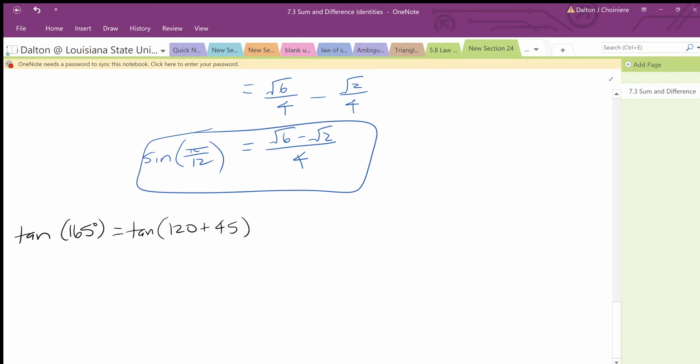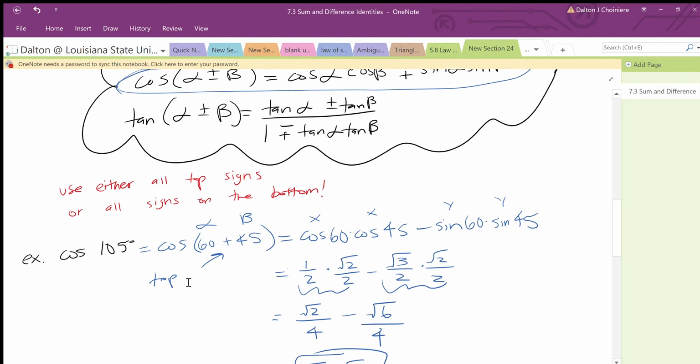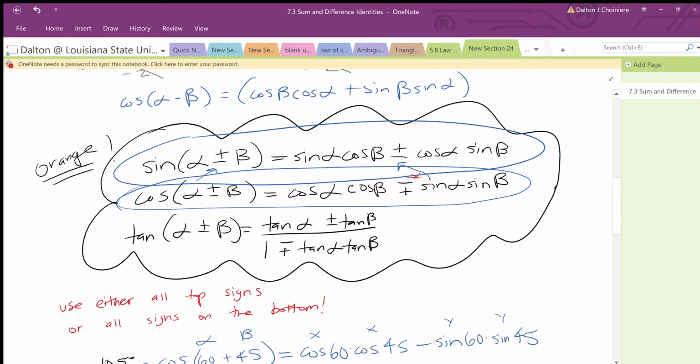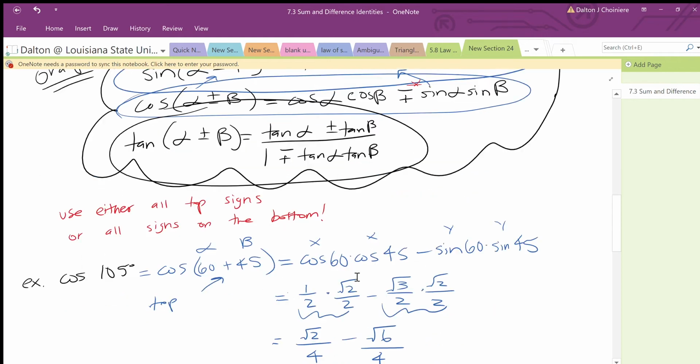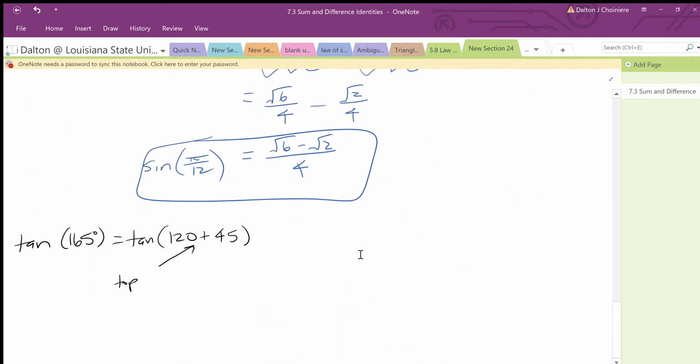So now I'm going to use my tangent identity. Notice I have a plus sign, which is on the top. So I'm going to follow all of the top signs on the right side. Since I can't see both on screen, you should be looking at your reference sheet on your orange paper as we go through this. Okay, so I'm going to expand this.